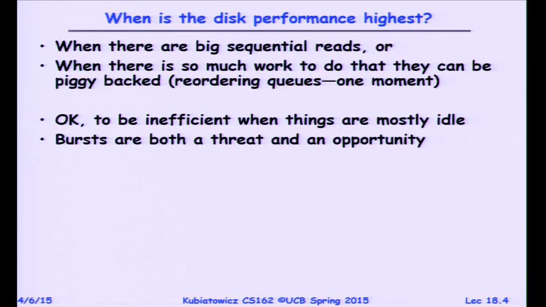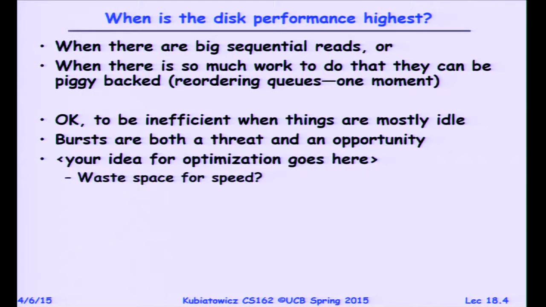Bursts in behavior are both a threat and an opportunity. They're a threat because the queue length goes up, but they're an opportunity because we'll be able to rearrange those bursts to potentially get better behavior out of the mechanical system. All right, so we're going to show you that in a second. And then, of course, you can put your idea for optimization in here.